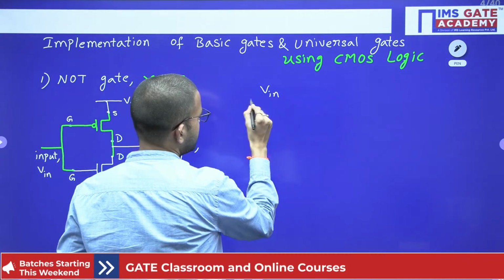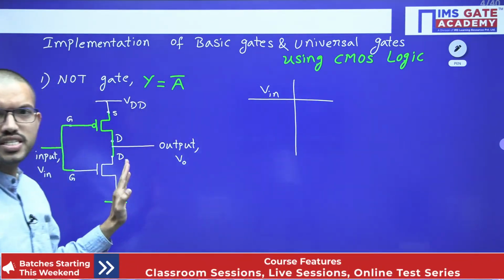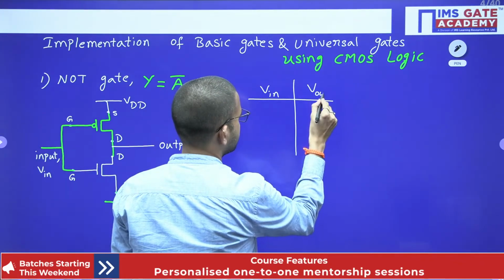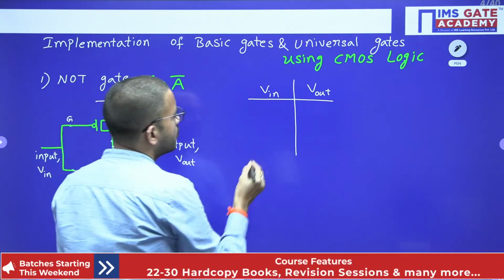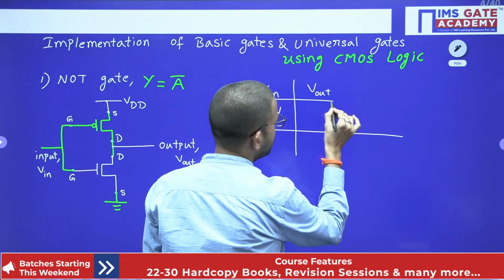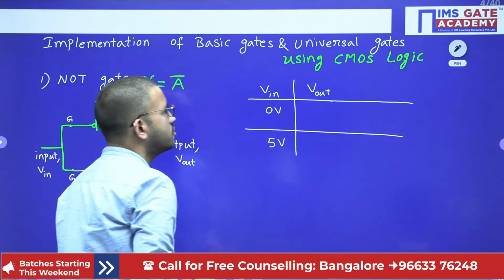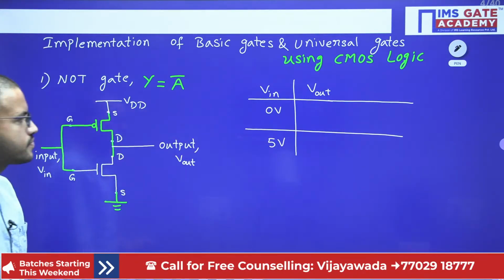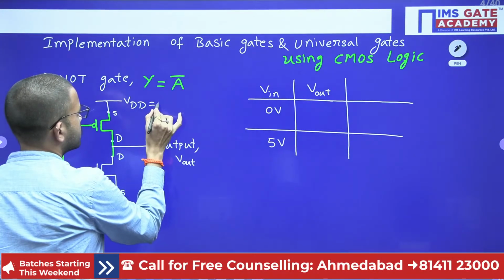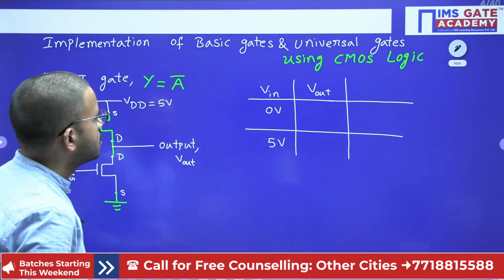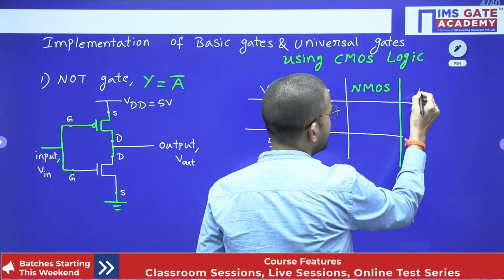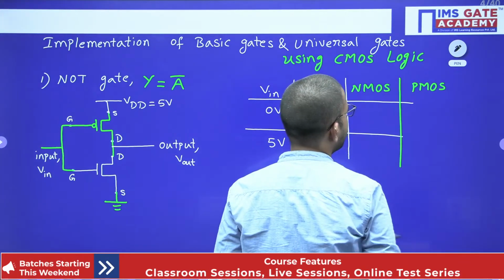Here you can consider the truth table. Initially we will consider it in terms of voltages, and then I will represent the corresponding binary values. So here, input and then output. The input voltage can be either 0 volt or 5 volt. Initially let us understand what output we get for 0 volt, and then for 5 volts. 5 volts or VDD, both are the same. Here I will write the corresponding NMOS transistor condition, whether it is on or off, and similarly for the PMOS transistor.